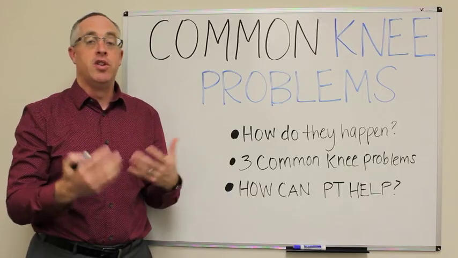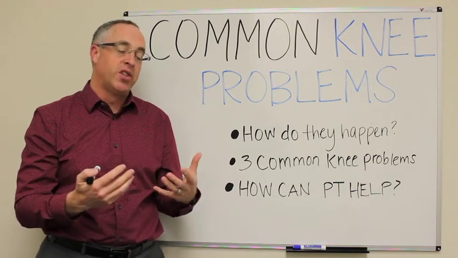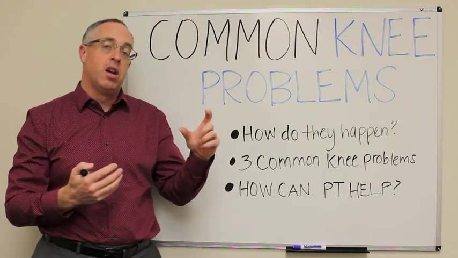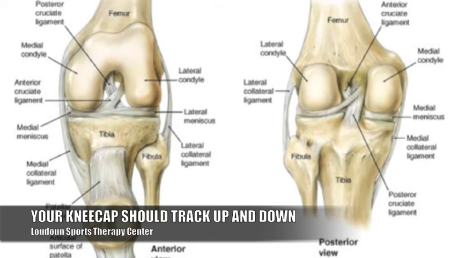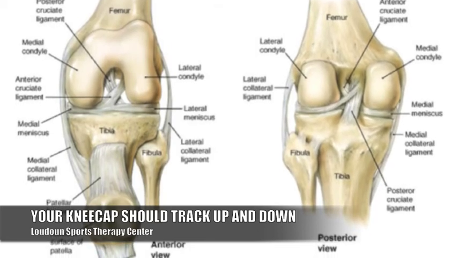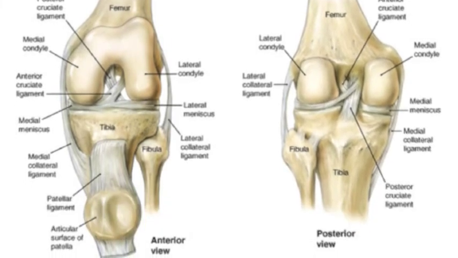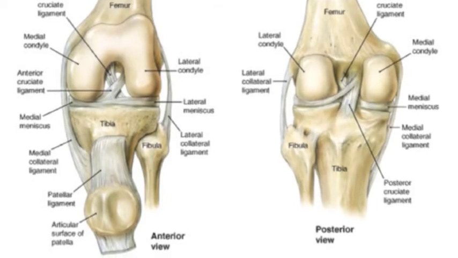And then the last way that your knee tries to protect itself or make itself more stable is your kneecap, or your patella. Your patella is a small bone on the front of your leg right at your knee joint, and it's supposed to track up and down in a groove in the front side of your femur.